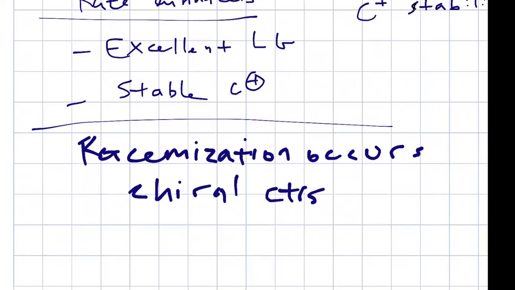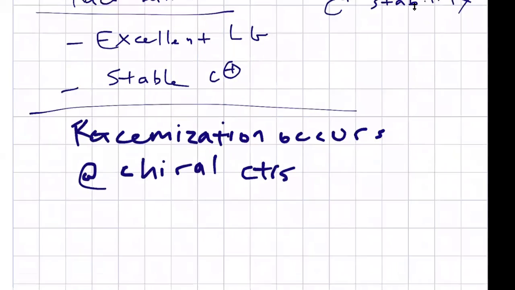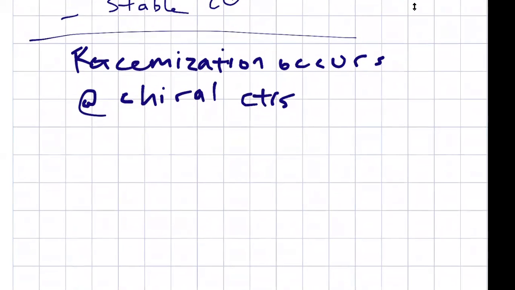Anybody? What does it mean for a mixture of products to be racemic? Wouldn't it be 50-50? Is it equal? Yeah, equal amounts of both stereoisomers. Yeah, so let me show you an example of that.